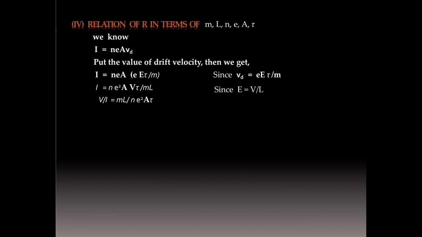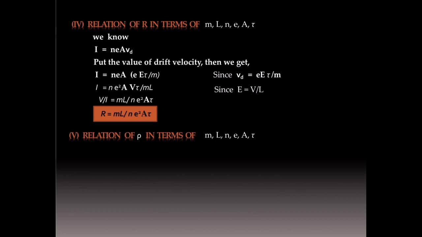So we will get V by I is equal to m l by n e square A tau, and V by I is equal to R. So we can write R is equal to m l by n e square A tau. So by this relation, we can see the dependence of resistance on various factors. So resistance depends on nature of material and length and area of cross section.